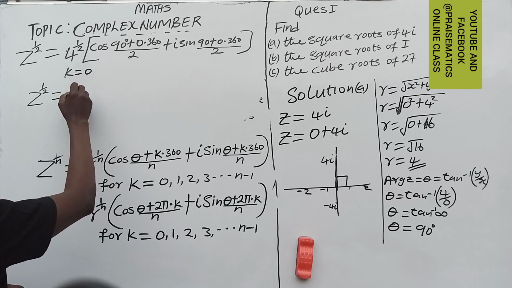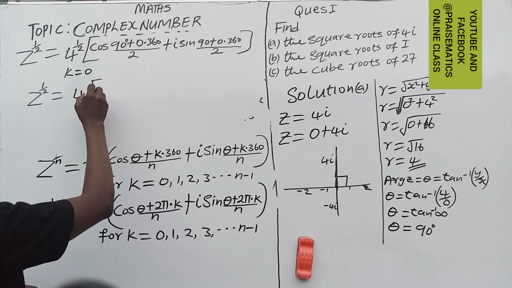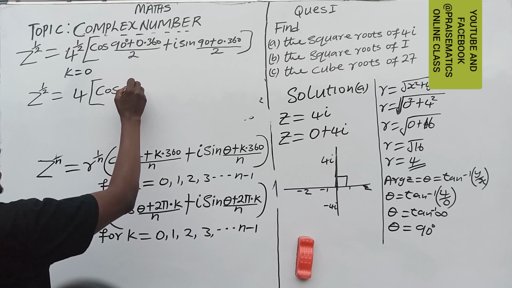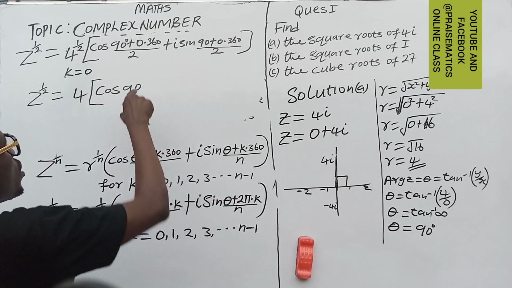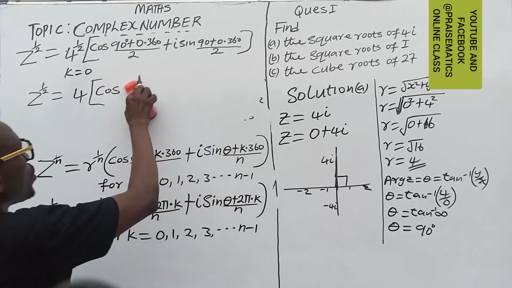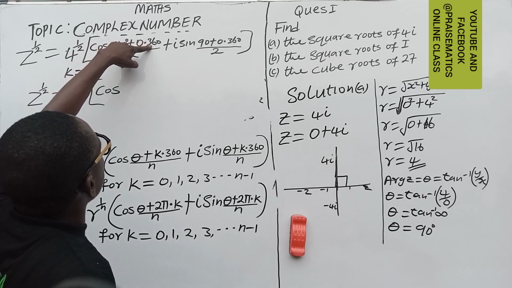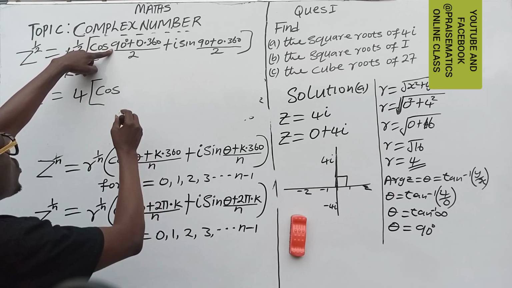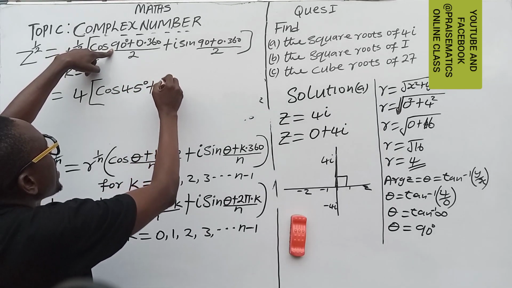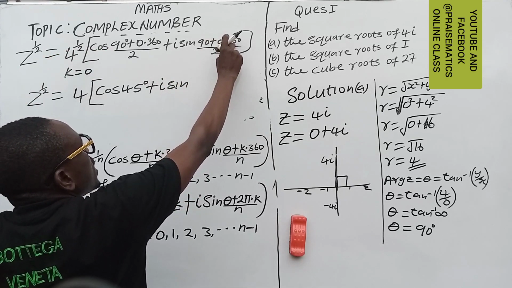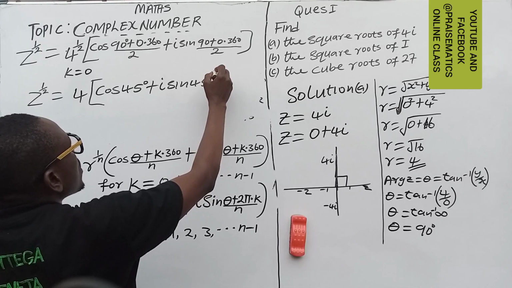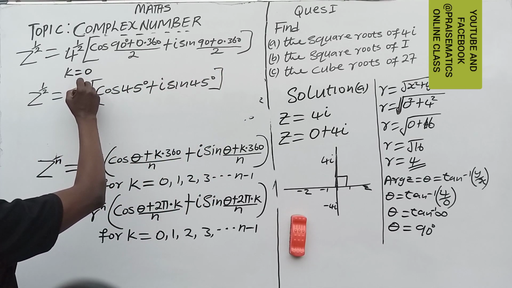So having done that, we have that z to the power 1 over 2 is equal to 4 to the power 1 over 2 into cos of 90 degrees. 0 times 360 will give us 0, 0 plus 90 is 90, divided by 2 is 45. So 45 degrees plus i sine of 0 times 360 is 0, 0 plus 90 is 90, divided by 2 is still 45 degrees.